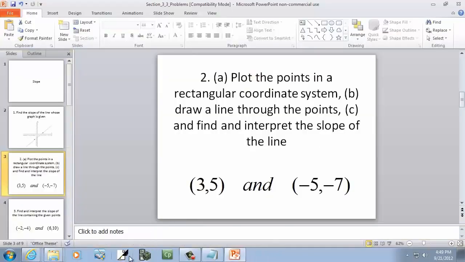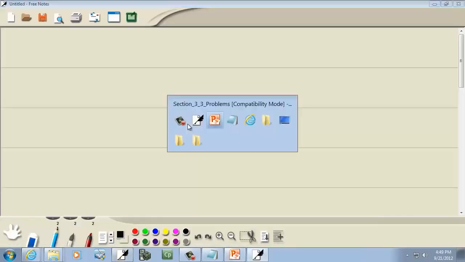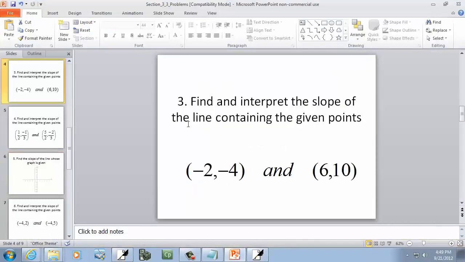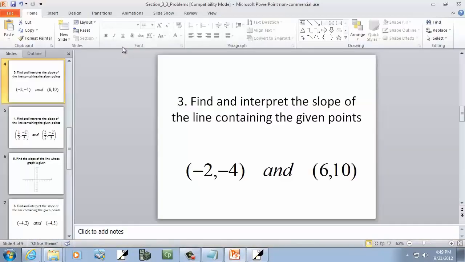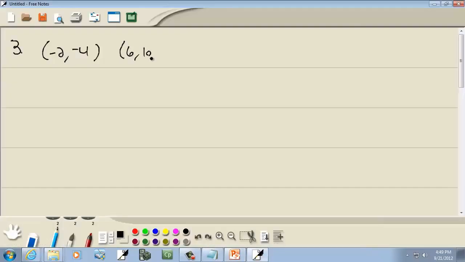Let's look at our next example. So we got negative 2 and negative 4 and 6 and 10. Well, let me label these. This is x1, y1, x2, y2. And our formula for a slope is y2 minus y1 over x2 minus x1.